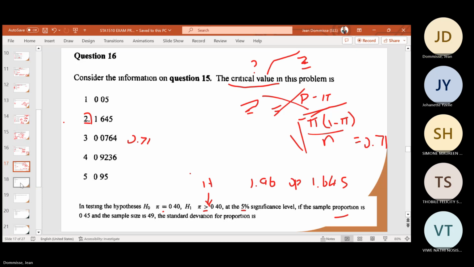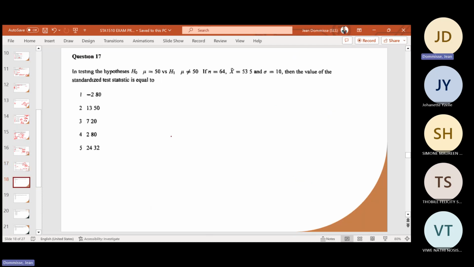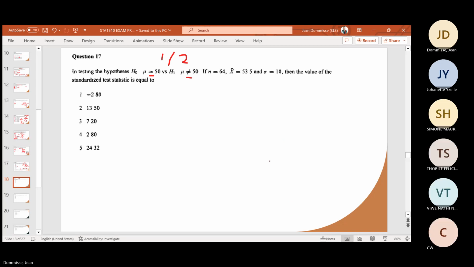Okay, cool. Okay, next one. Let's see what we're asking here. So, testing the hypothesis: mean is 50, mean is not 50. Okay, so before we even go, one or two tail. And I wonder if that will make a difference. Probably not.